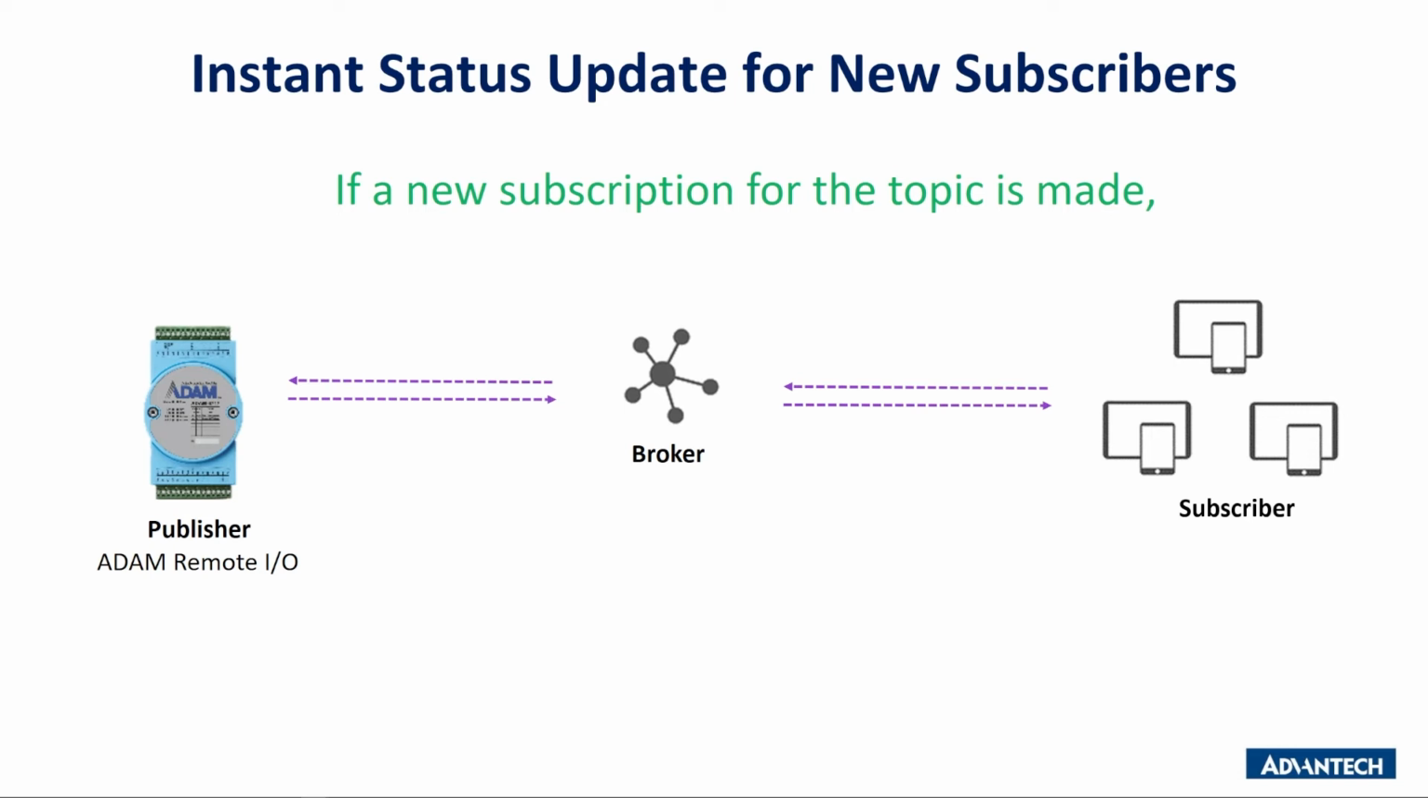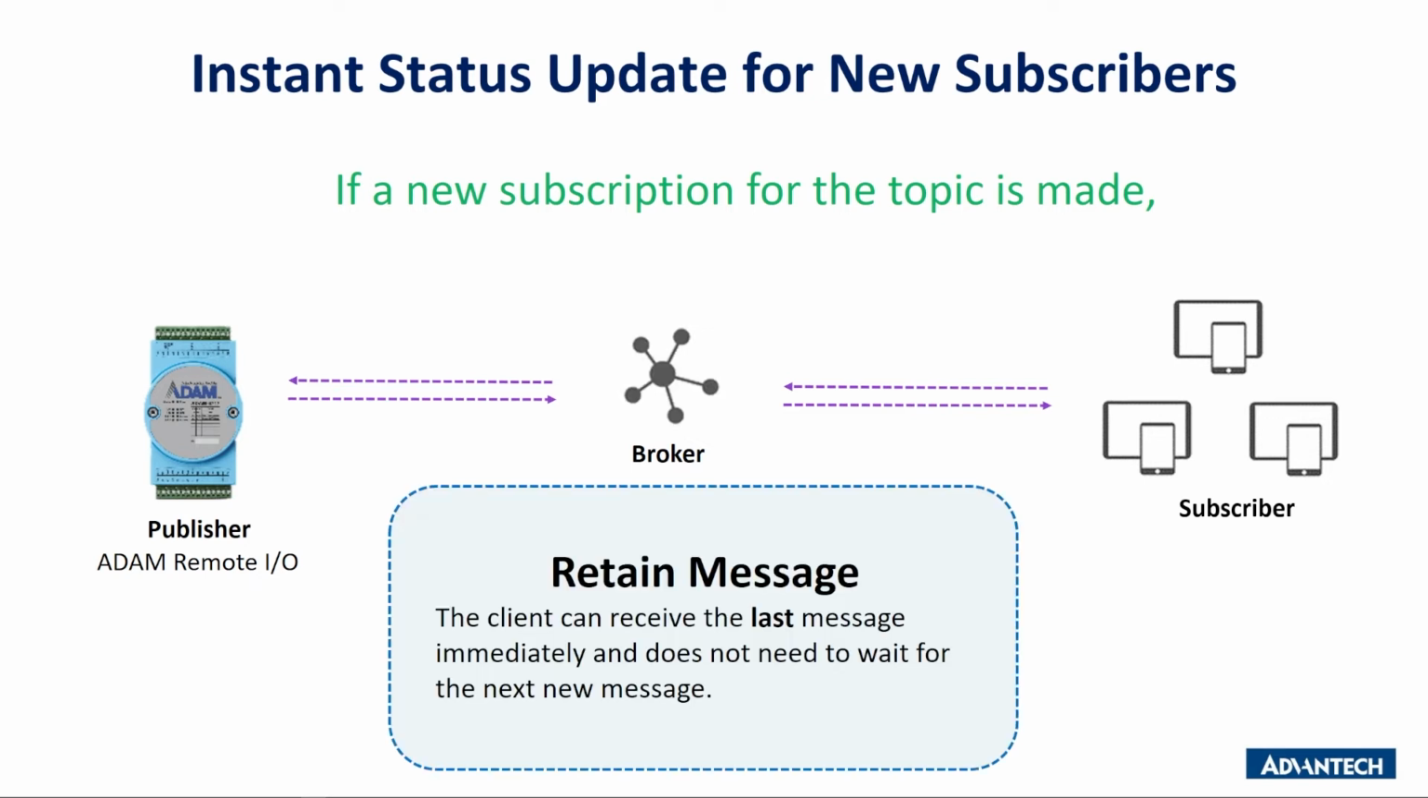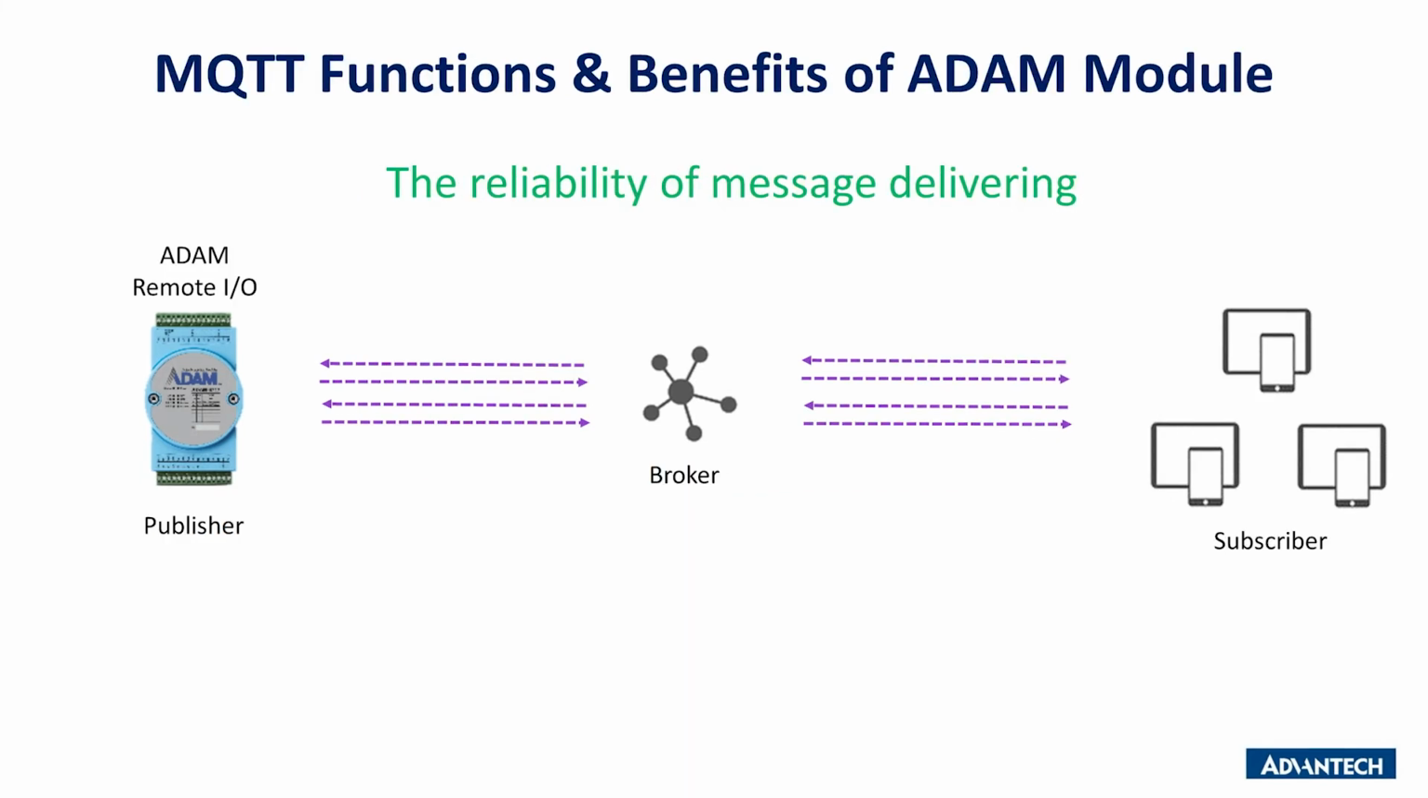The following is the retain message for instant status update for new subscribers. The broker stores the last retained message. If a new client makes a subscription, the client can receive the last message immediately and does not need to wait for the next new message. This is a useful function for users who want to know the last data from a long-interval IoT device right away.